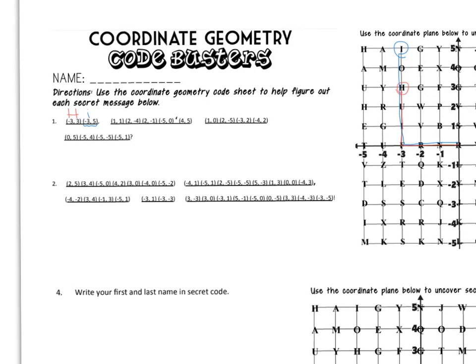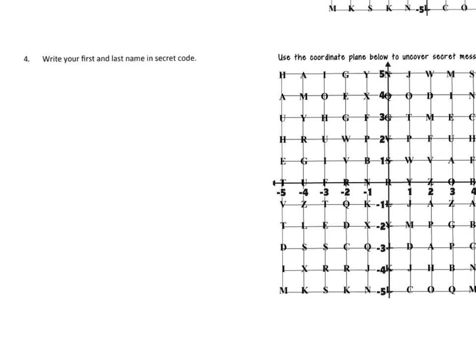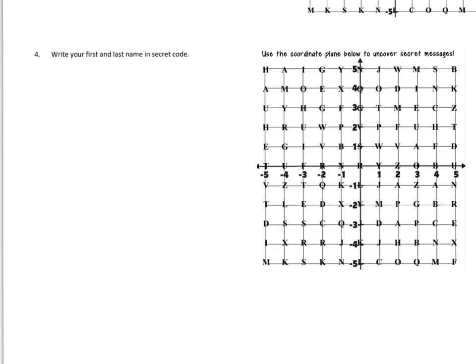Now the last question, question 4, is you're going to work backwards. So now using that code and the letters that are on it, we're going to write our first and last name in secret code. Now if you have a really long first or last name, you're really going to get good at this. So I'm going to use my name, Mrs. Fry. So M-R-S and then F-R-E-Y. And I'm only going to pick a couple letters. So now you just have to look on the graph.